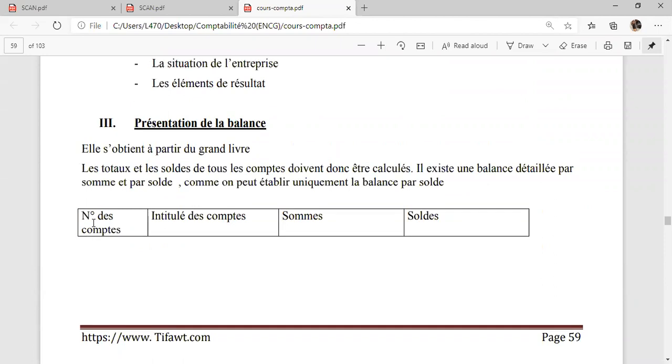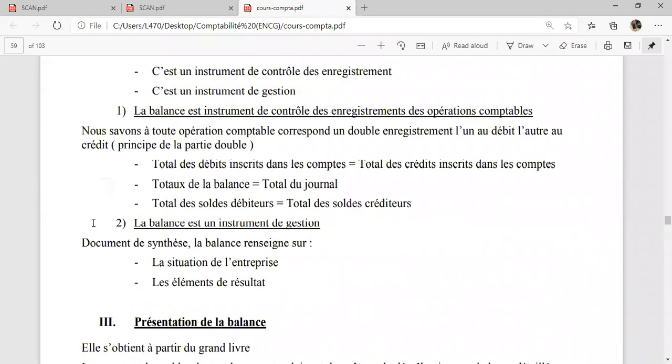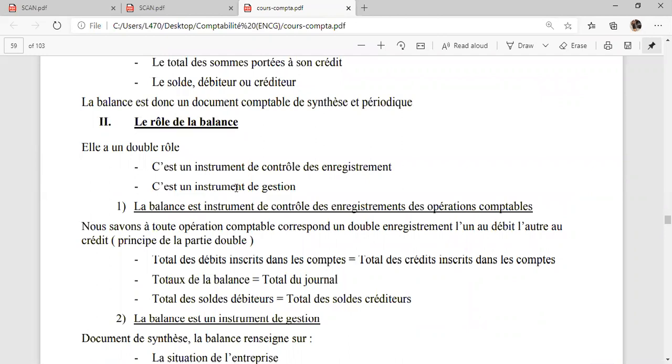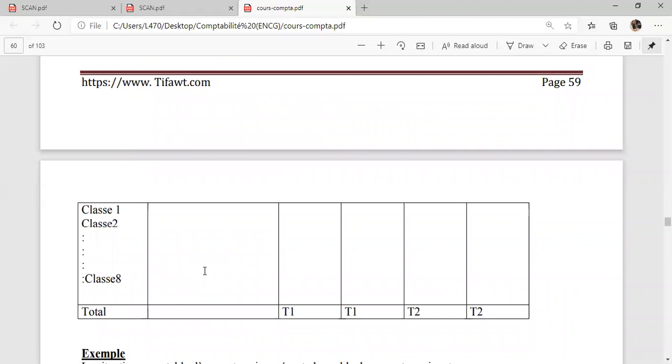And lastly, we have c'est un instrument de gestion. So these totals as well help you evaluate your business, whether you are profitable from the previous accounting period, so the previous year. If you find the totals have increased, it means you've made a profit from last year. If you find they've decreased, it means you've made a loss from last year. So it's an instrument of management in the sense that it helps us identify whether we have made a profit or a loss in our past accounting period.